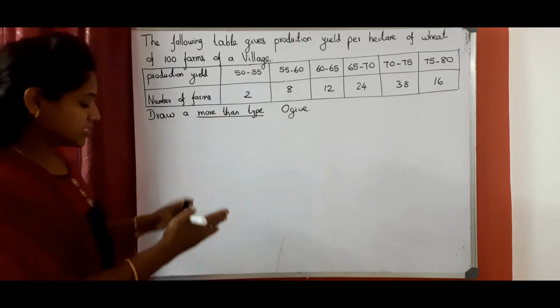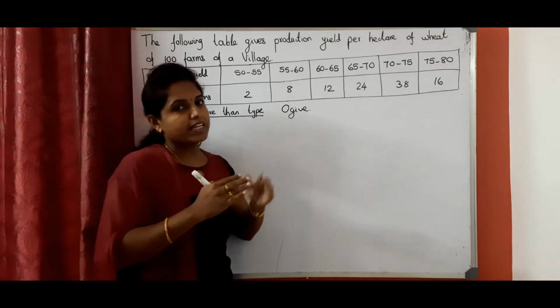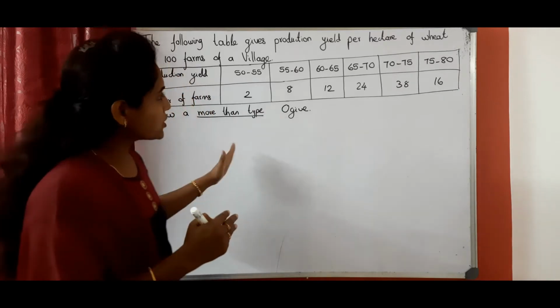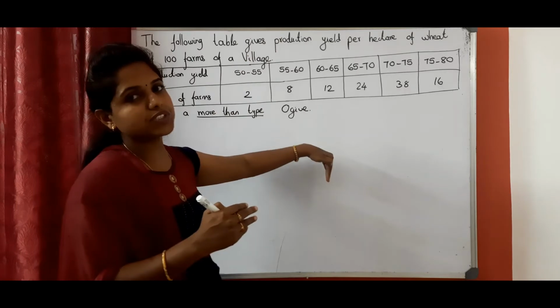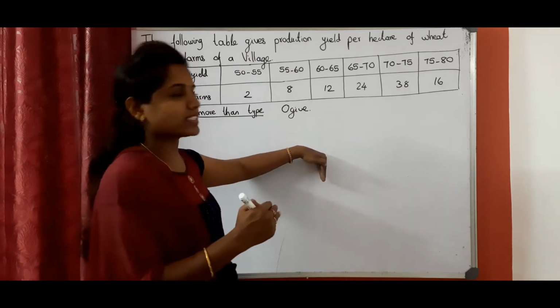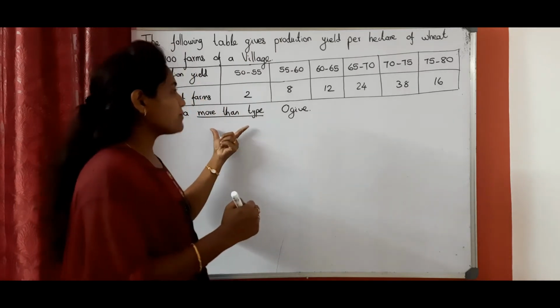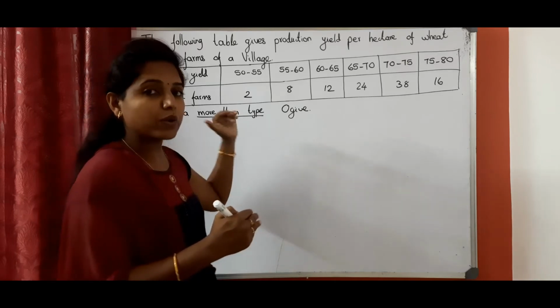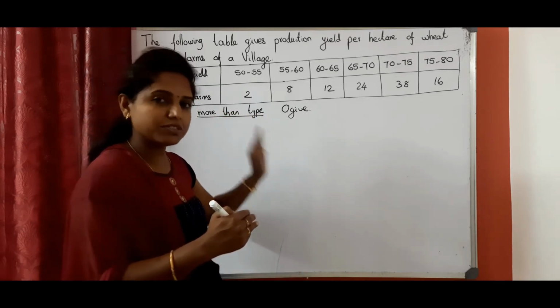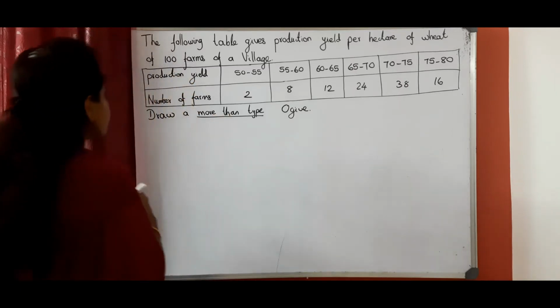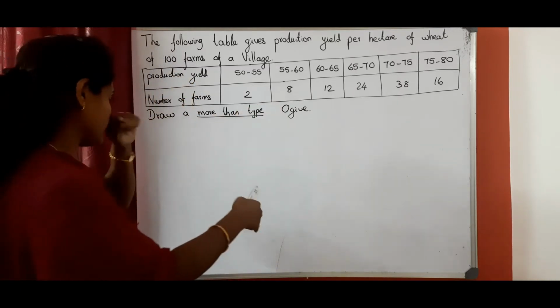So what is the difference between less than and more than? Less than means we should take the upper limit and add from up onwards for the cumulative frequency. In the more than type, we should take the lower limit and add from down onwards, that we should remember. Now you see, first we should make the tabular column, right?